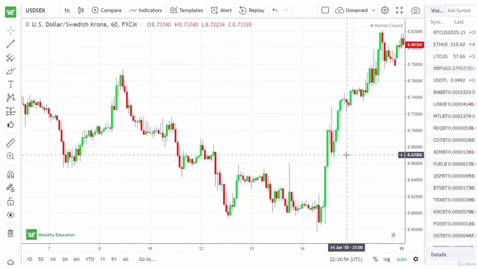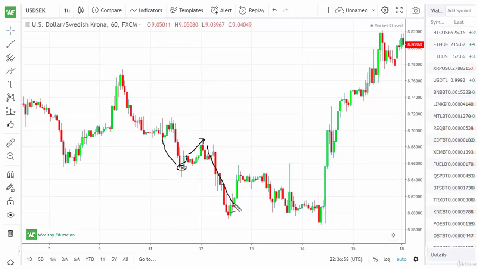Now, in this case, you could make an argument for an abandoned baby in the bullish sense in the Swedish krona because we were negative. We ended up forming the little candle there, and then we rallied. And you can see that we rallied a little bit. And again, this wasn't a complete trend reversal, but this was a pullback.